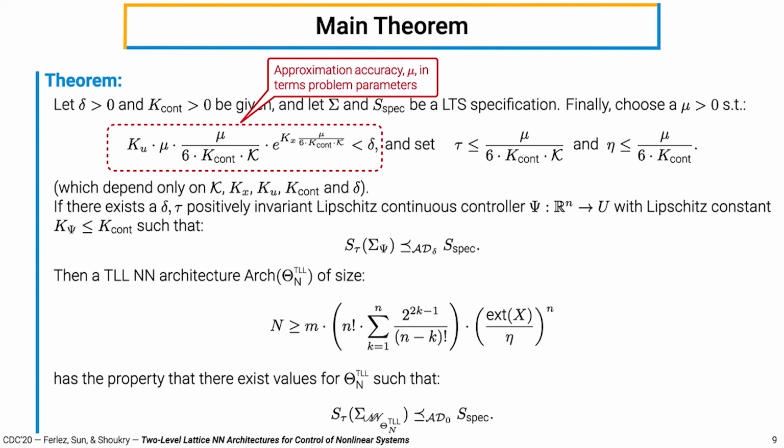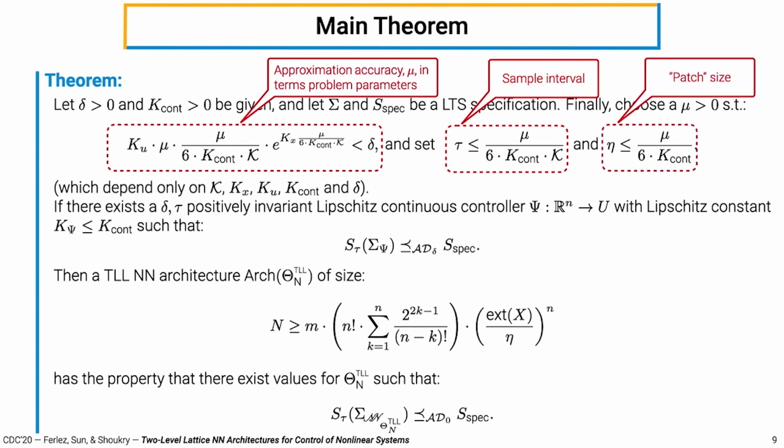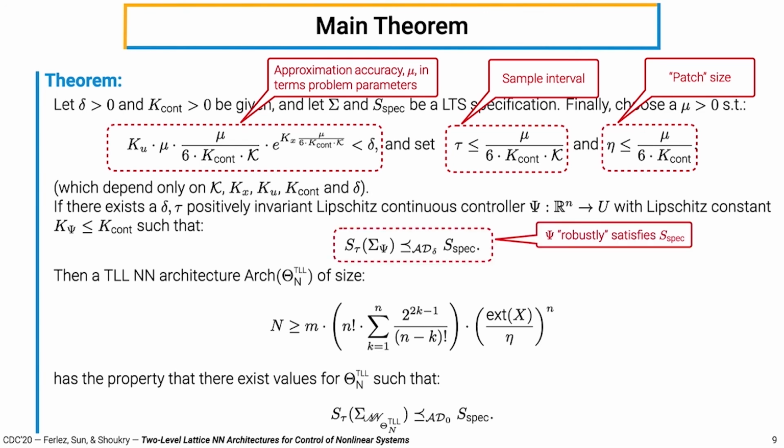So once this mu is chosen, we can likewise define a sample interval for our tau embedding that is defined in terms of only mu and the problem parameters. Then furthermore, we can set the size of the hypercube patches based on mu and the problem parameters. Given these definitions then, the primary assumption of the theorem is that there exists a controller psi that robustly satisfies the spec for the particular choice of the sample interval defined above. This specification is, as we mentioned before, delta abstract simulation.